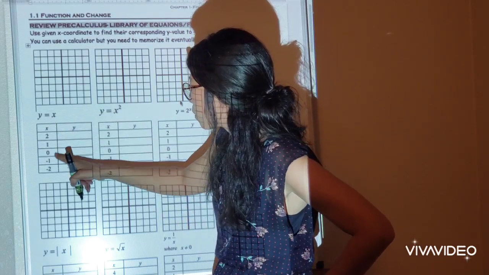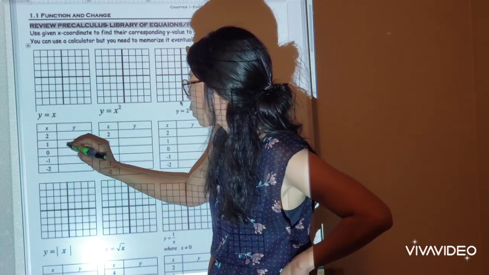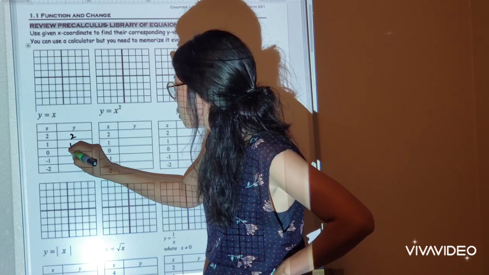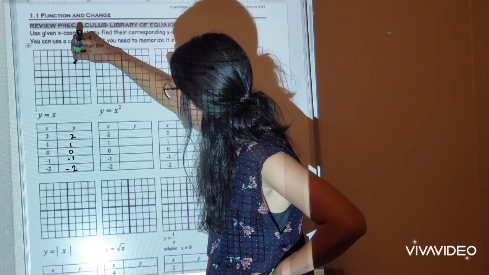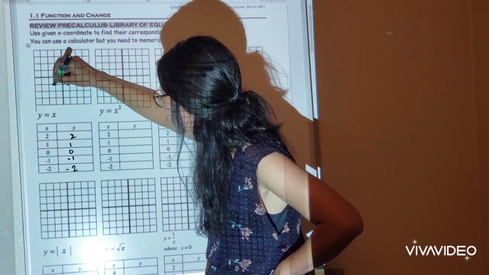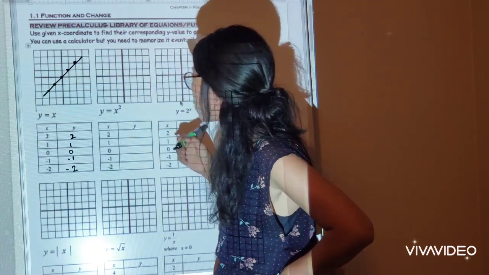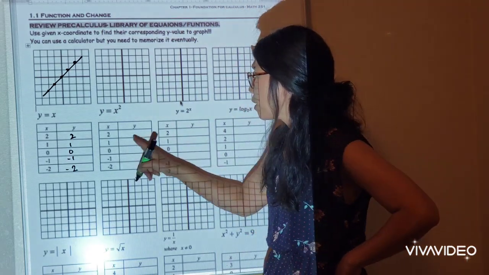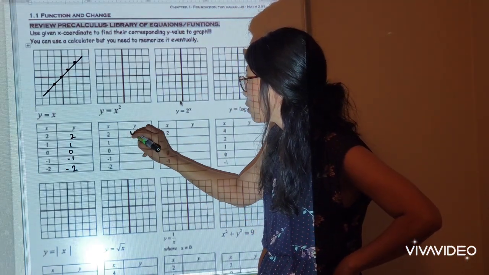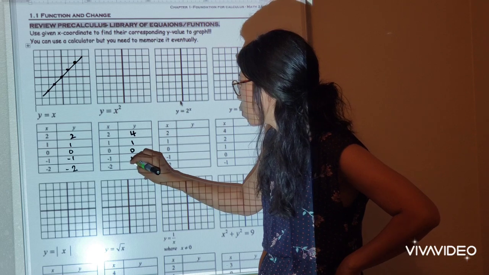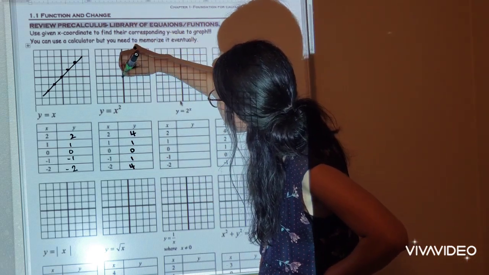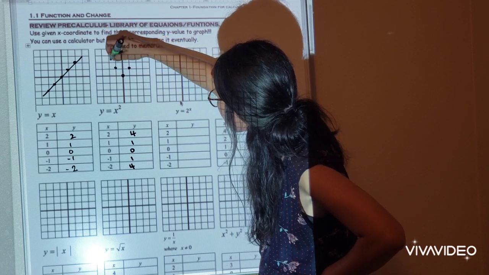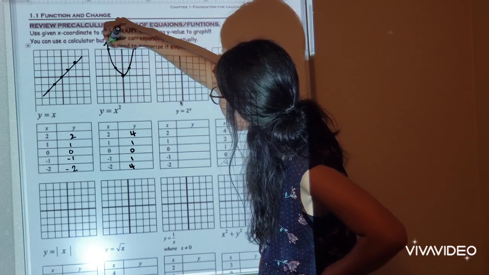So this one, if I plug in those 5 numbers, it's going to be 2, 1, 0, -1, -2. So the points that I'm going to have is going to be these. So therefore, my graph shape will be linear. Next one, by plugging those 5 points, I'm going to have those 5 points again. And carefully plotting the points, I'm going to have a parabola.